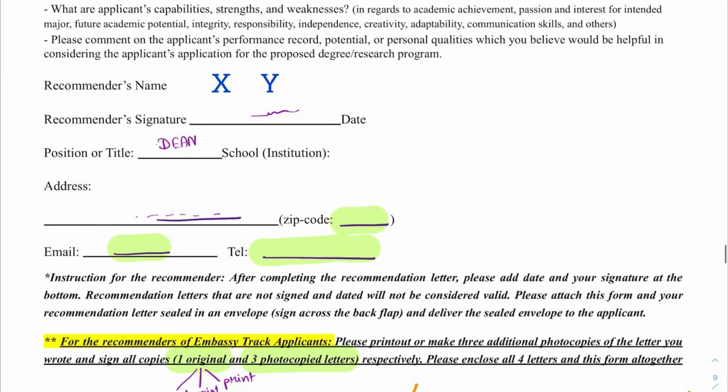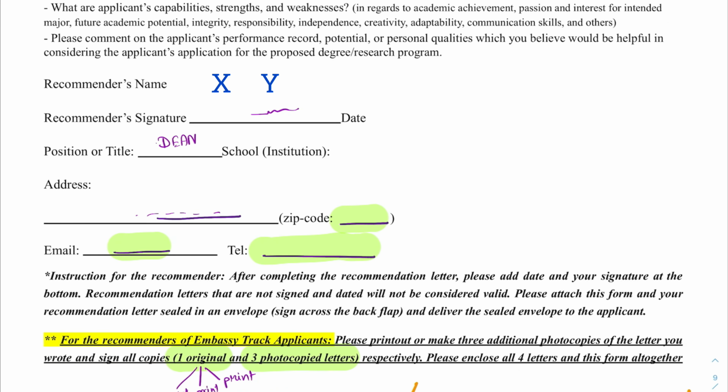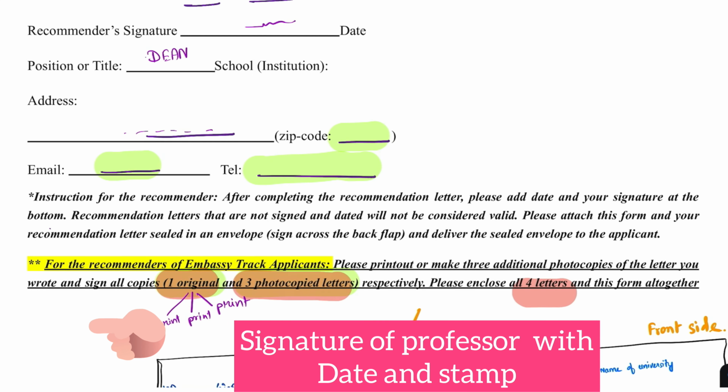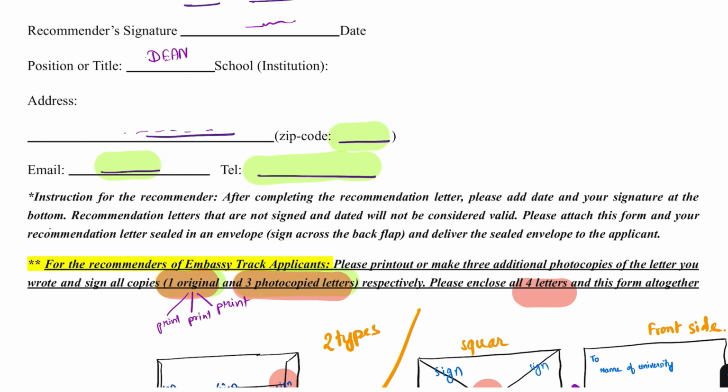Then the instruction is like after completion of the recommendation letter, there should be your signature, and at the bottom embassy track people have to take 4 letters. One should be original and 3 photocopied. So in total you have to send 4 letters.